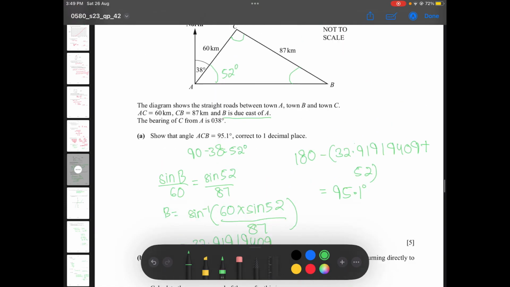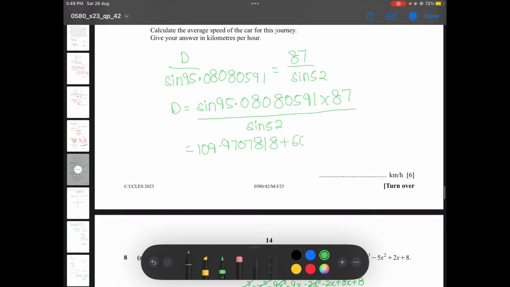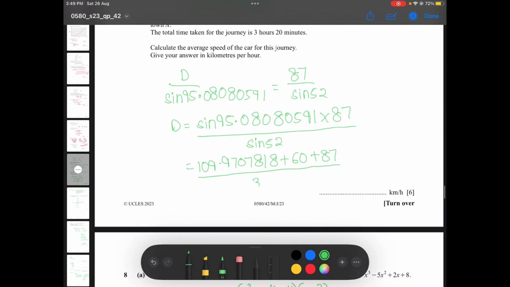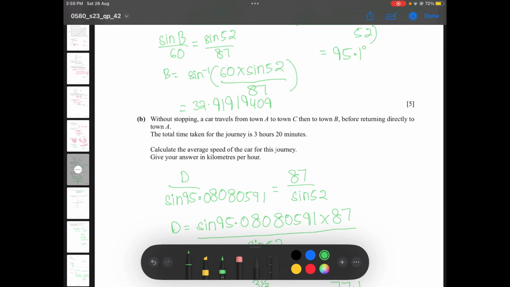Now this is not the end, this is just one of the distances. The other distances are 60 and 87, so adding up 60 and 87, and then finally dividing it by the time, 3 hours and 20 minutes, so 3 and 1 over 3 hours. If you add this to 60 and 87 and divide by 3 whole 1 over 3, it equals 77.1 kilometers per hour. So that's the answer. This is a 6 marker question, this is a 5 marker question, so please value it, as these questions can get you the maximum marks.